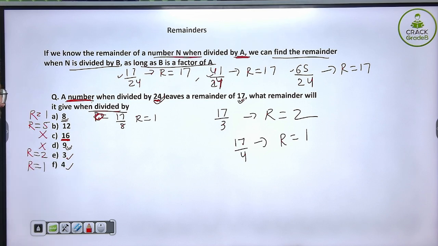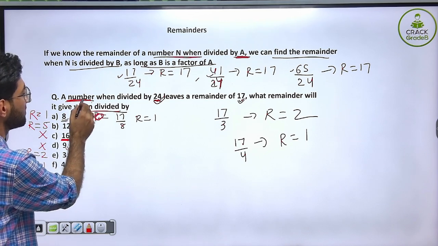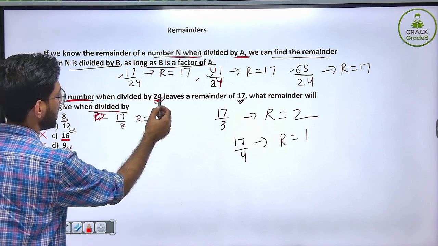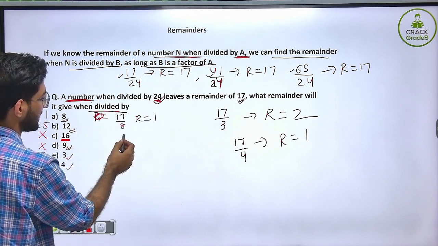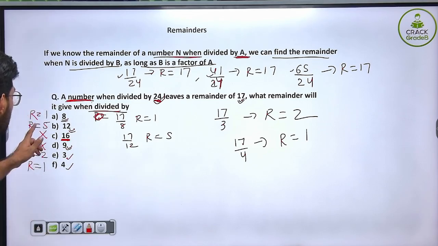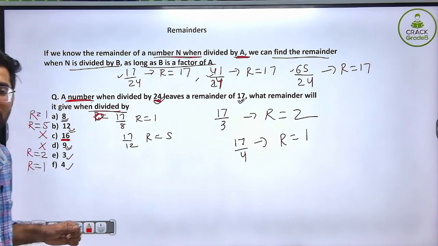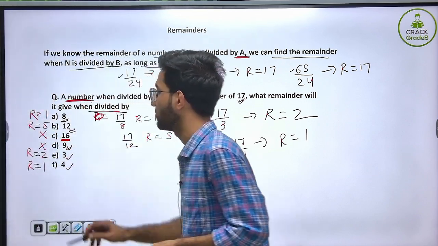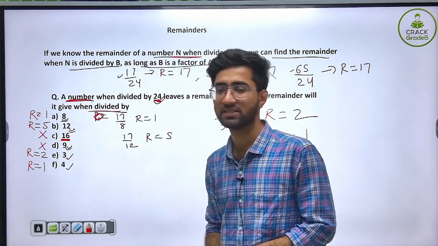Now if you look at 12, what will be the remainder when this number is divided by 12? Simply, 12 is also a factor of 24, means you can directly divide 17 by 12 and the remainder will be equal to 5. So we have written that the remainder will be equal to 5 when you divide this number by 12. Now let us look at when this number is divided by 16.